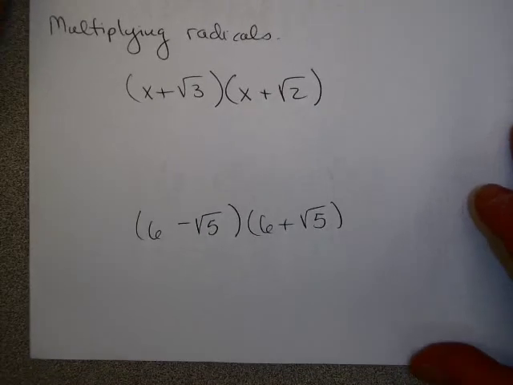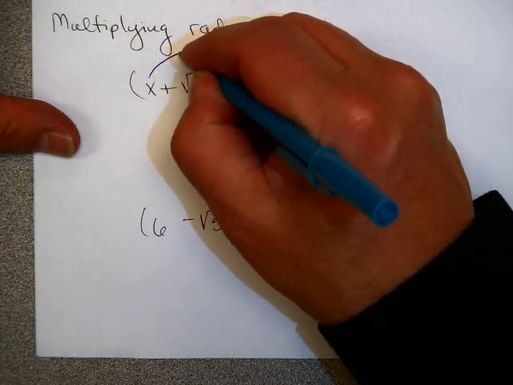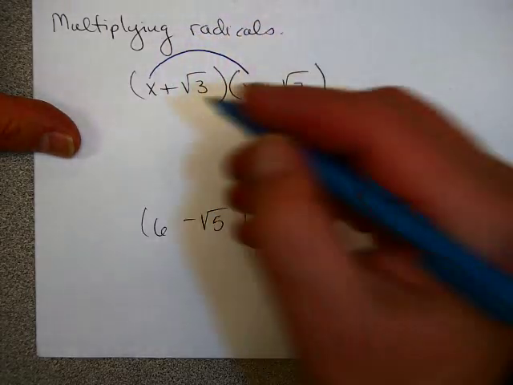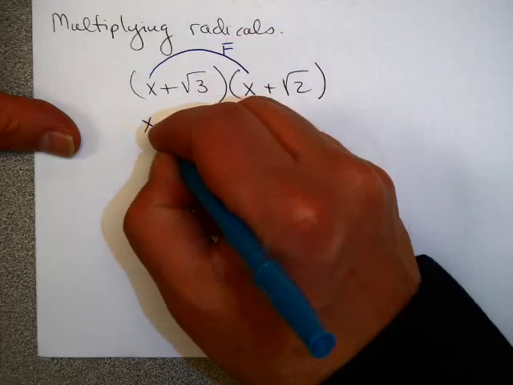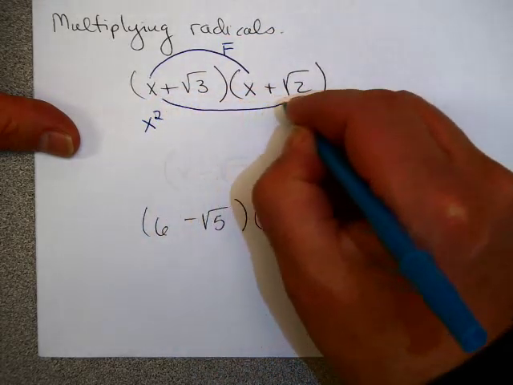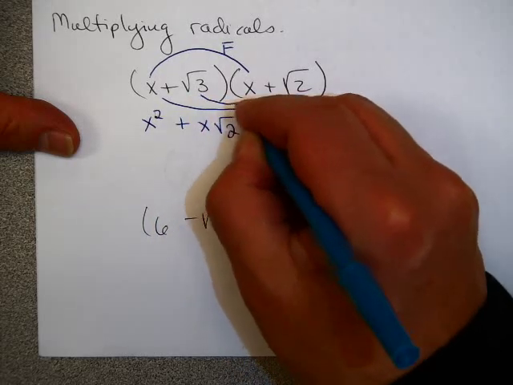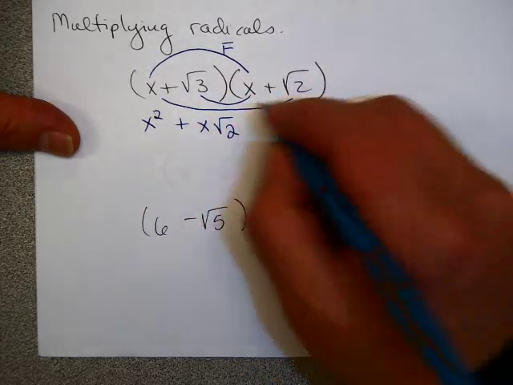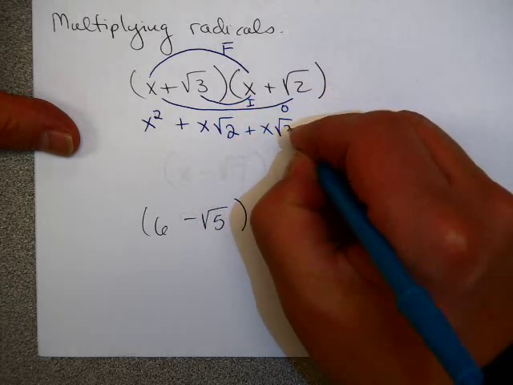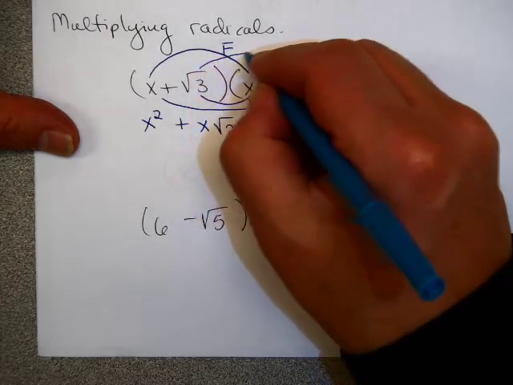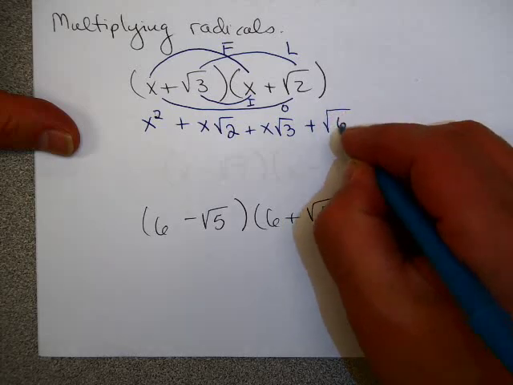Well, if I just wrote this problem on the board for you to do, you might think FOIL. So let's use that. Square root of x times x, that's my first, remember, is x squared. My outer is x times the square root of 2. My inner is x times the square root of 3. And my last is square root of 2 times square root of 3, which is square root of 6.